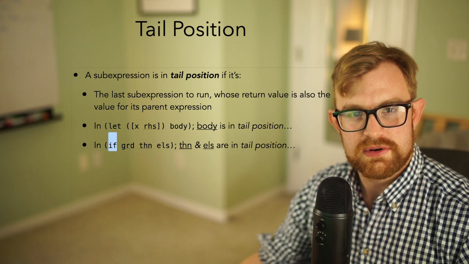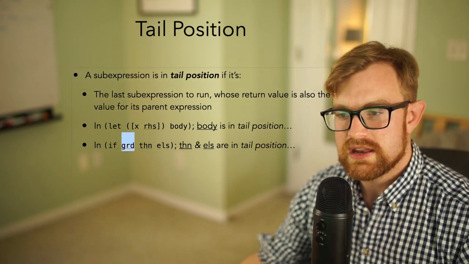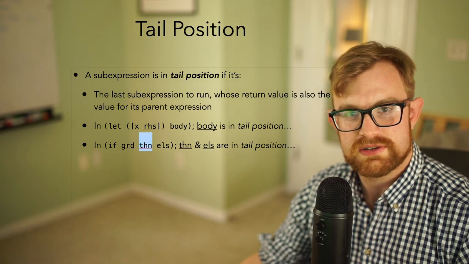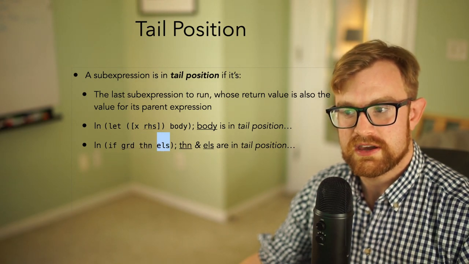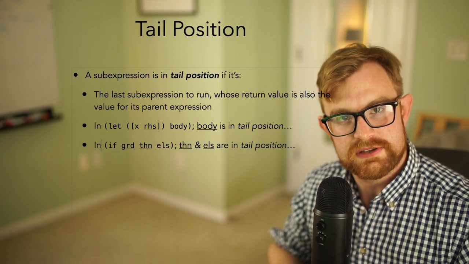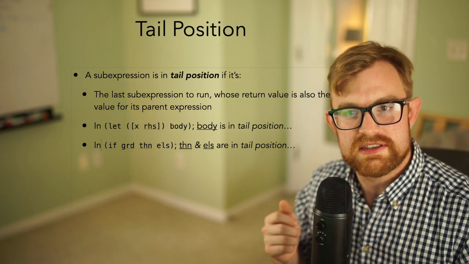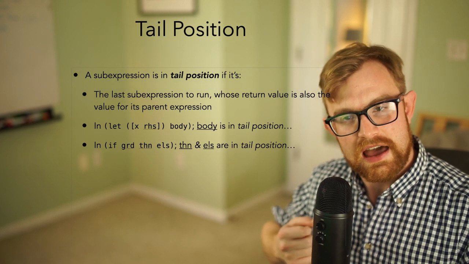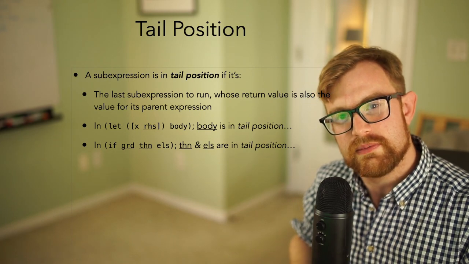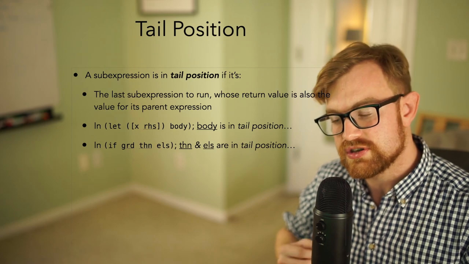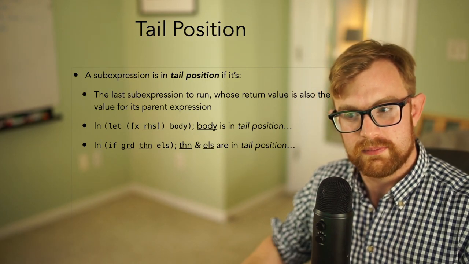After we finish executing the guard, we don't need to do anything to remember what to do after we return from then and else. We simply return from the entire form. So something is in tail position intuitively if it's the last thing we are going to do in that function. If it's the last thing we're going to do and we would just return immediately, then we don't need to extend the stack at all. We can just use whatever return value we get later.